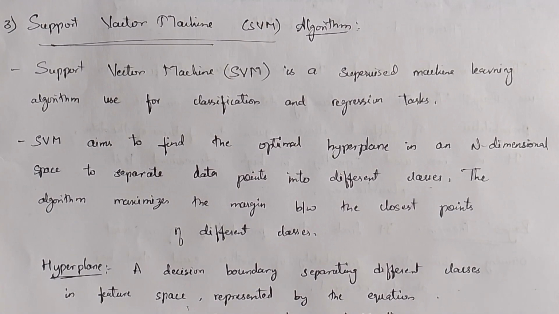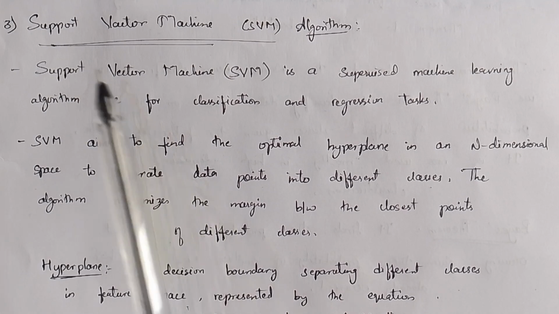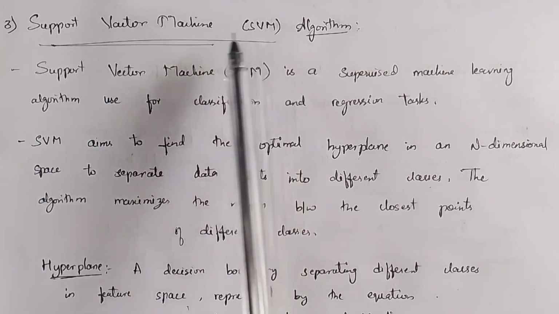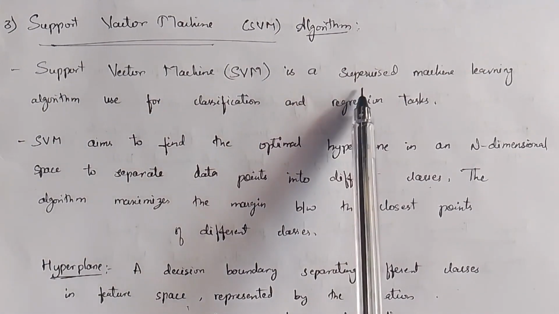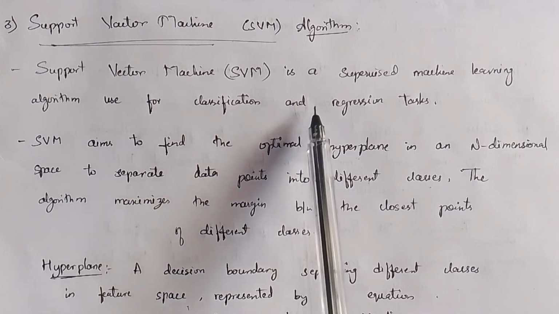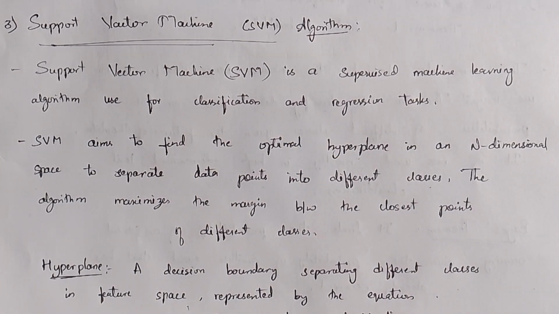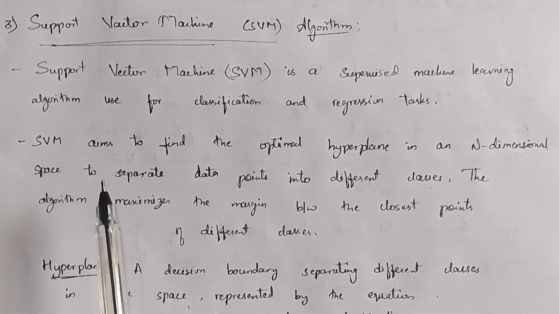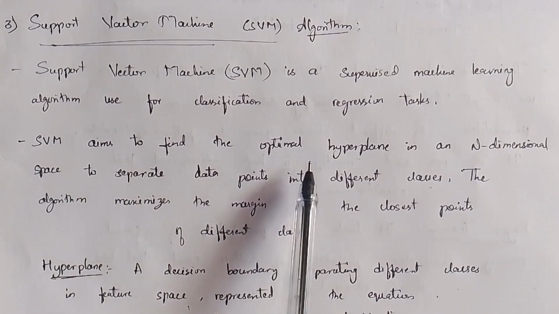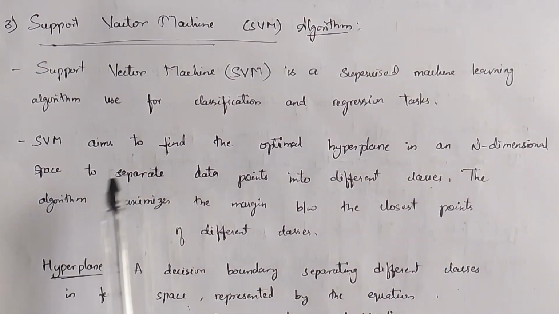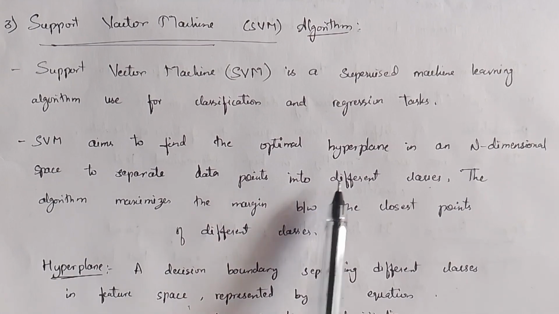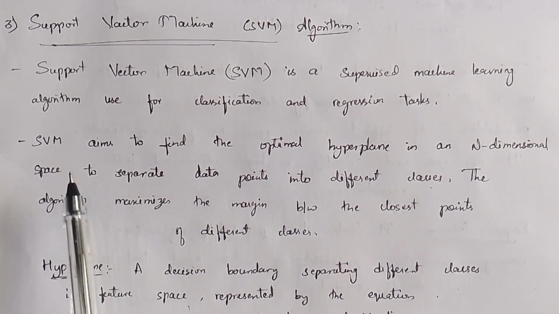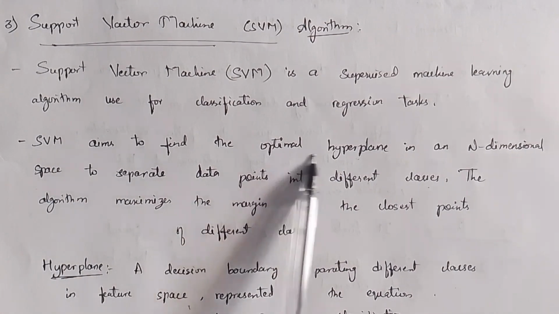Now here we have the third classification algorithm in supervised machine learning, that is the support vector machine, the SVM algorithm. It is a supervised machine learning algorithm used for classification and regression tasks. As random forest is used for both, this is also used for both, but it is more suitable for classification. The main aim of SVM is to find the optimal hyperplane in an n-dimensional space that separates data points into different classes.